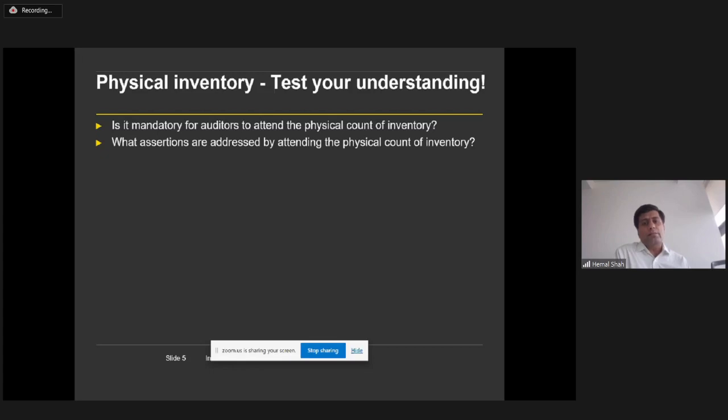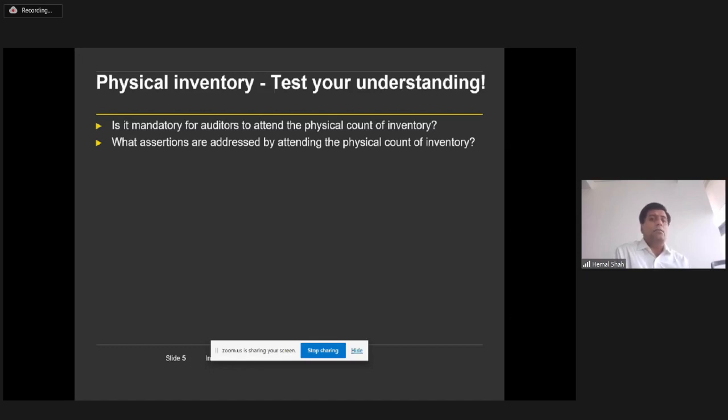What assertions are addressed by attending the physical verification? As you are aware, there are multiple assertions for a balance sheet item: completeness, existence, rights and obligations, presentation and disclosure. Of course, if the auditor does physical verification, existence is the assertion on which the auditor tries to get comfort. But can the auditor also get comfort on rights and obligations, on rights?